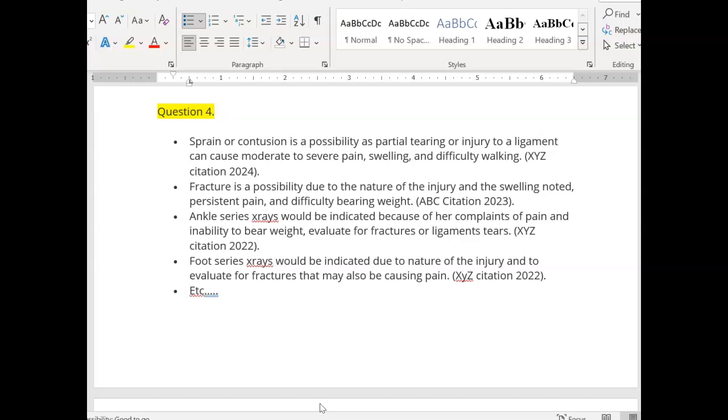The sprain or contusion is a possibility, as partial tearing or injury to a ligament can cause moderate to severe pain, swelling, and trouble walking. XYZ citation. Ankle series would be indicated because of the complaint of pain and inability to bear weight, and I got that from XYZ. And it's fine to get them all from your book. That's fine. If you go on to UpToDate and that's where you found that, that's fine. I don't need 3 different resources. If all of them are your book, that's great. I just need you to explain to me why you answered what you answered.